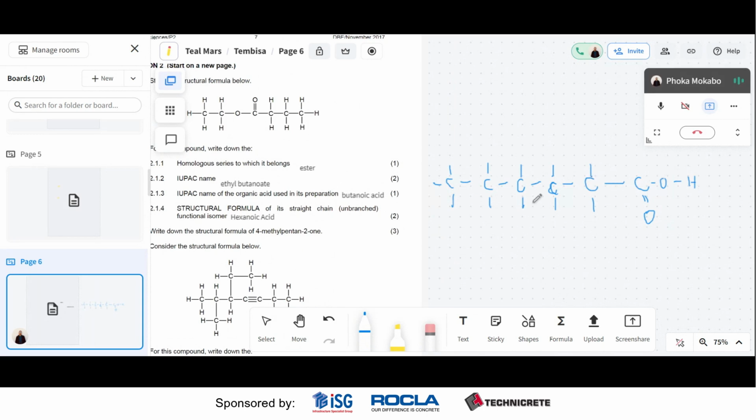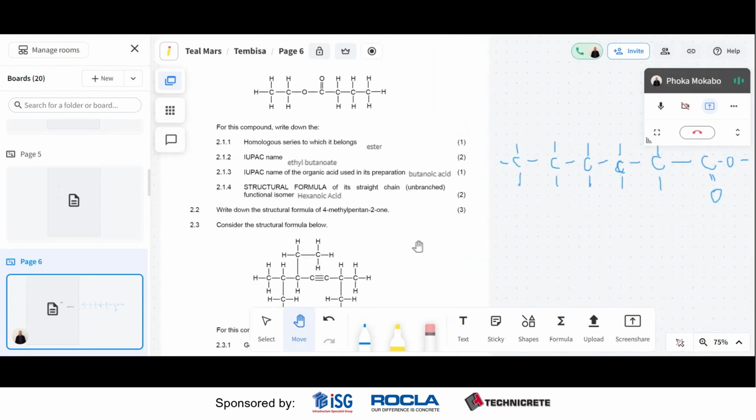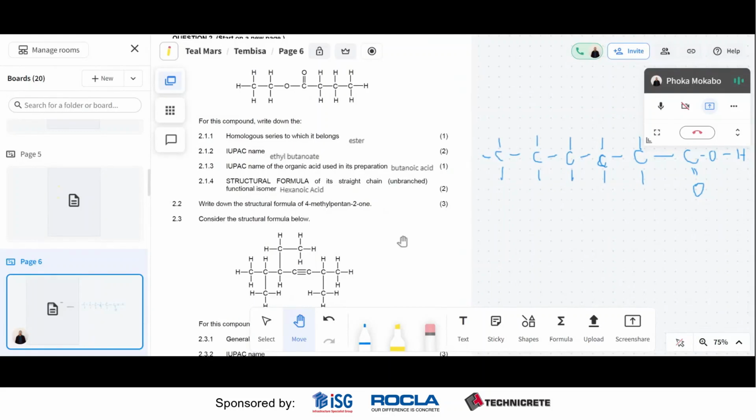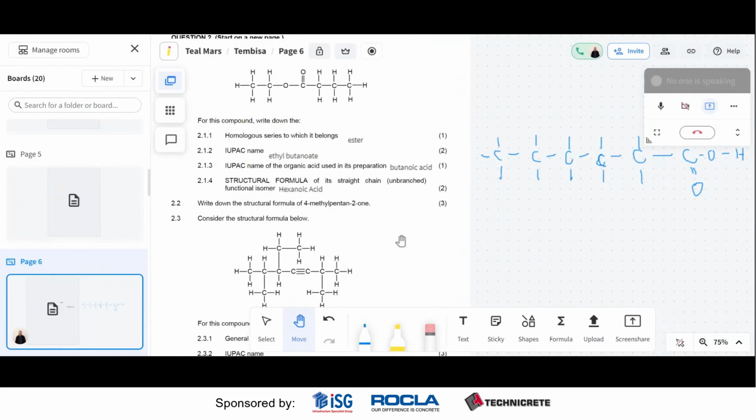So yeah, that is basically the functional isomer for this ethyl butanoate that we have, and its name is hexanoic acid. Right, now they say write down the structural formula for 4-methyl pentan-2-one. Sorry, read that wrong.